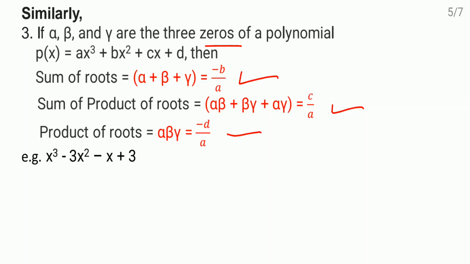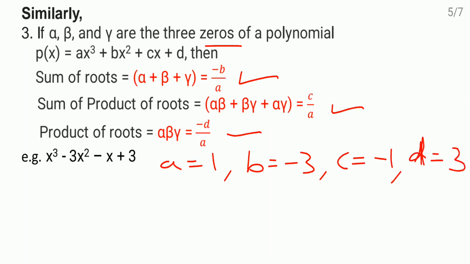Right? They have given us the cubic polynomial. From here, first we'll write down the coefficients. So the coefficients are here. I will write a, which is equal to 1, b, which is equal to minus 3, c, which is equal to minus 1, and d, which is equal to 3. Correct? I have written the coefficients first.